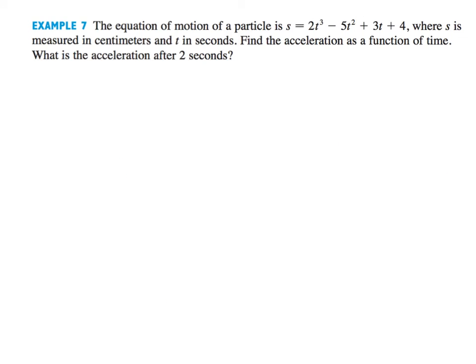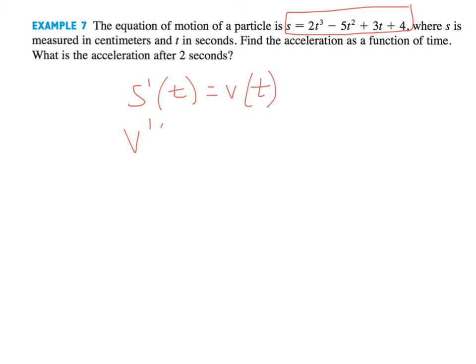Now we can also apply derivatives to physics applications such as velocity and acceleration. Here we have an equation of a particle moving along some kind of line, and here's its position function of 2t cubed minus 5t squared plus 3t plus 4, where s is measured in centimeters and t is in seconds. So it says find the acceleration as a function of time, and also what is the acceleration after 2 seconds. What we know from before is that the derivative of position is our velocity function.